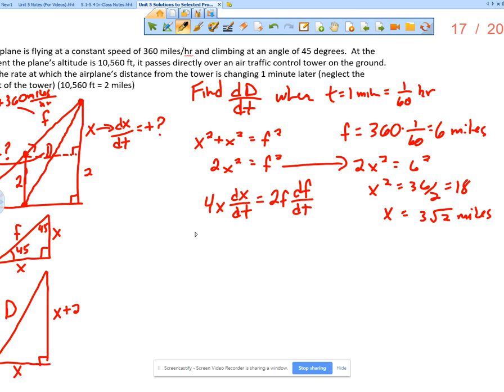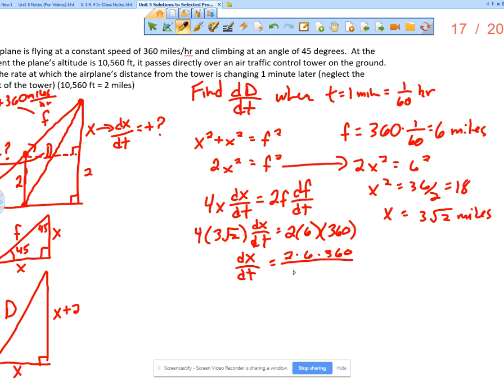All right, so now I know x, I know f, I know df/dt, so I can find dx/dt. All right, so I get 4 times 3 root 2 times dx/dt equals 2 times f, which was 6, times df/dt, which is 360. So now I'm going to divide it. dx/dt is equal to 2 times 6 times 360 divided by 4 times 3 root 2.